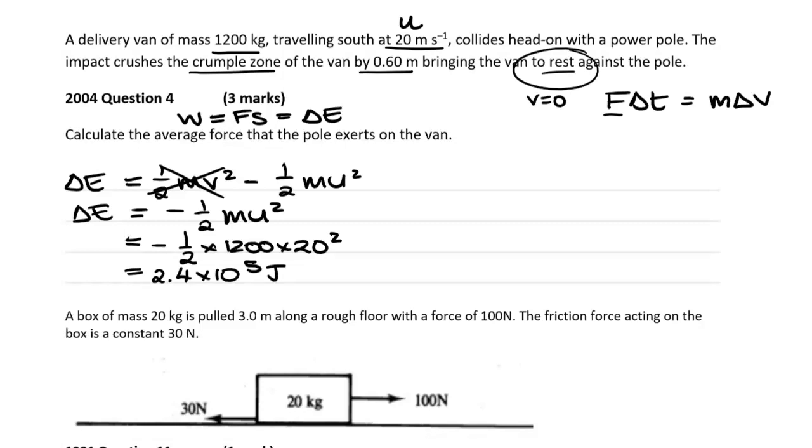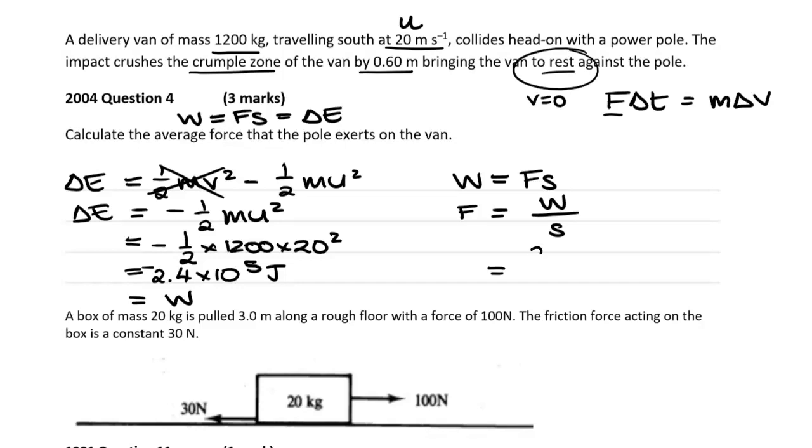I hope I did that right, 4 or 5, yep. So that kinetic energy is being transformed into work done to crumple that zone. So if work equals Fs, then that force is going to be the work divided by s. And like we said, the change in energy was equal to the work. I did forget that negative sign there, but we don't need it for this.